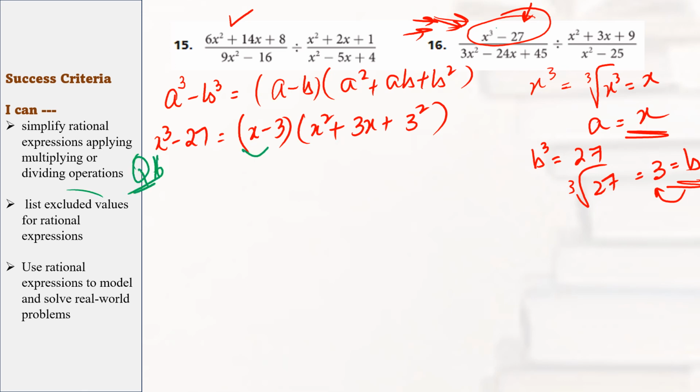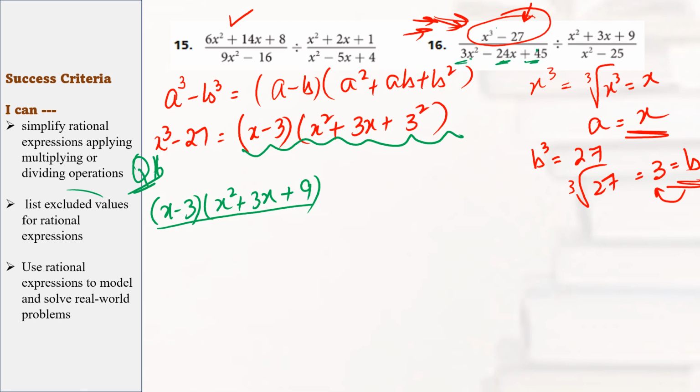x cube minus 27, I will write these things, that is (x minus 3)(x square plus 3x plus 3 square, meaning 9), divided by 3x square minus 24x plus 45. So what is the common factor among them? It's 3, which means I have to divide everything by 3. So 3 divided by 3 is 1. So I write here x square, minus 24 divided by 3, I will get 8x, and 45 divided by 3, I will get 15.